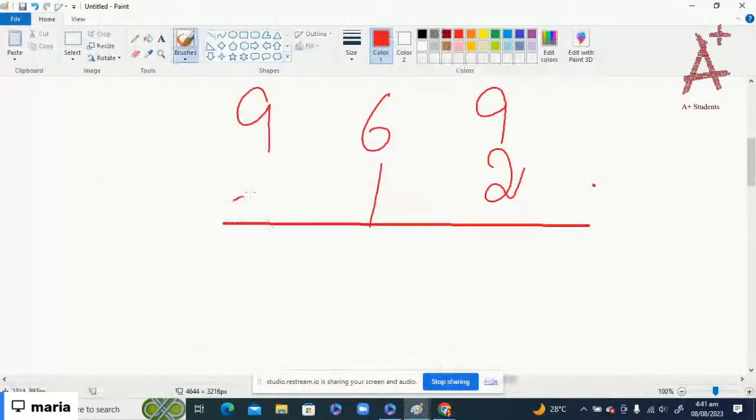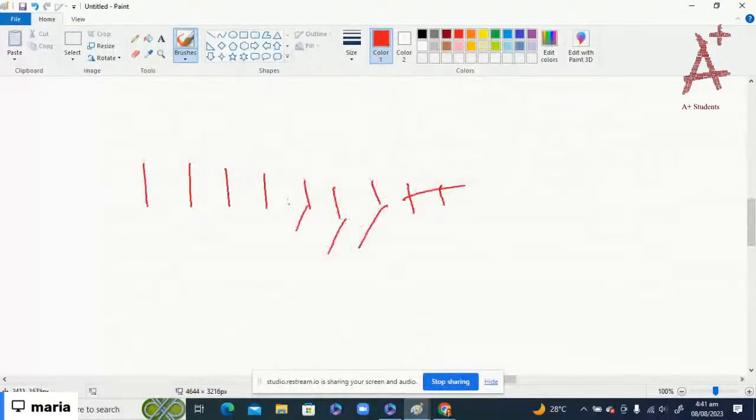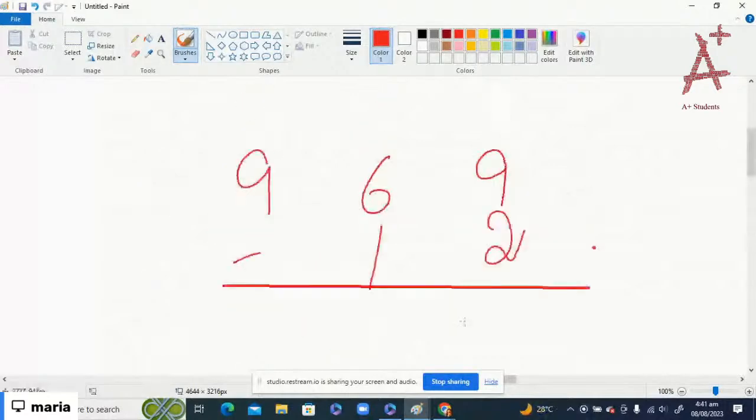Okay, 9 minus 2. Draw 9 lines. That's a simple way. 1, 2, 3, 4, 5, 6, 7, 8, and 9. How many lines did you remove? Only 2 lines. Just remove these. Count the remaining. 7. Put it over there.